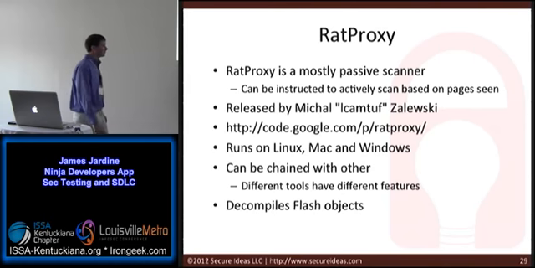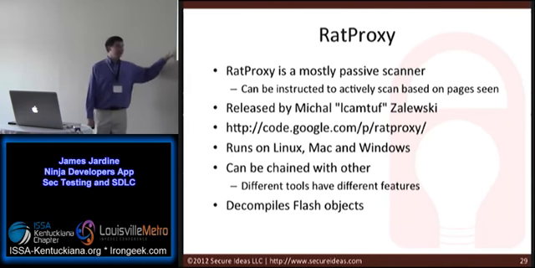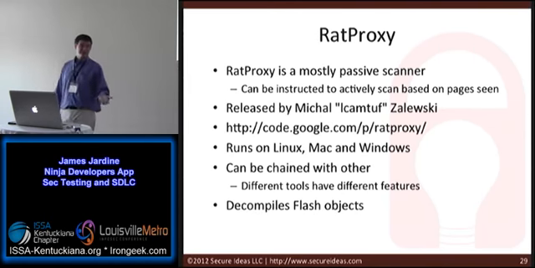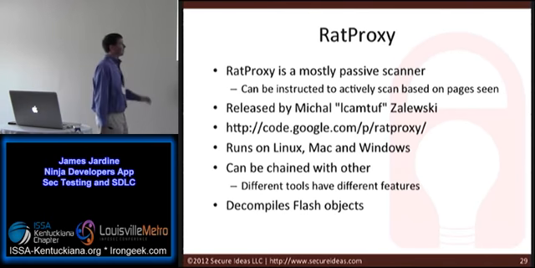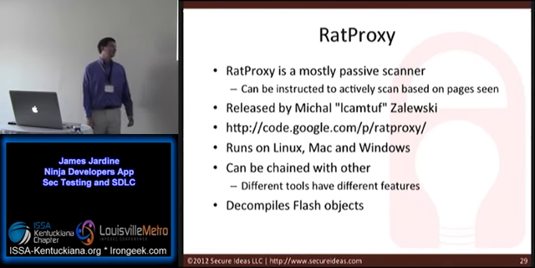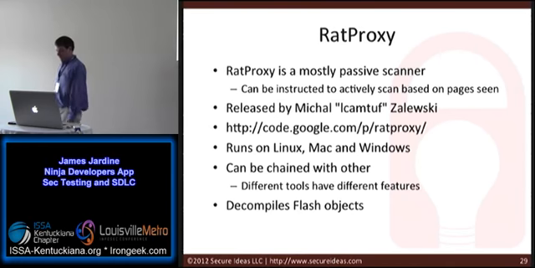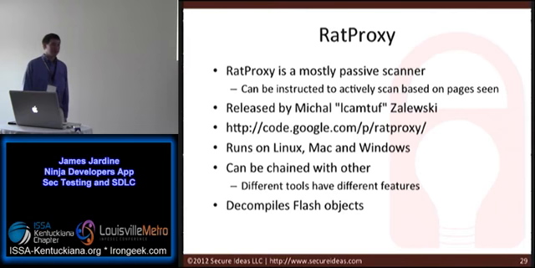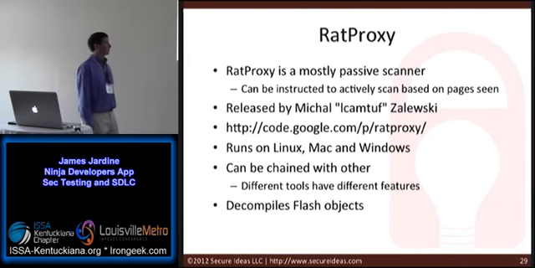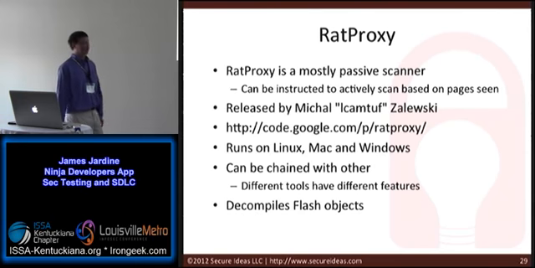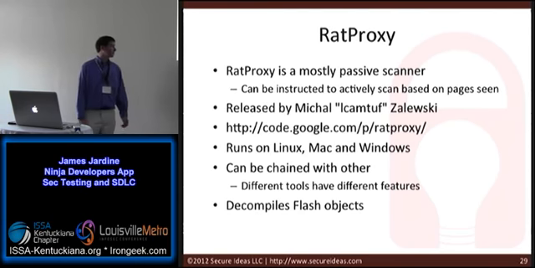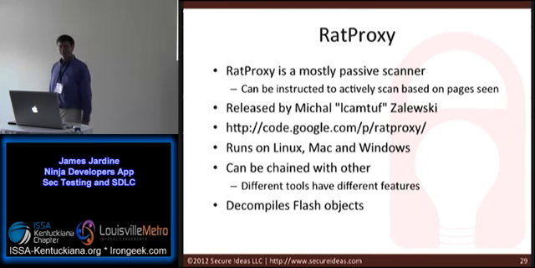We can chain it with different tools, so we can run through other proxies. But be careful if we're running through other proxies, so we don't manipulate the data before it gets into RatProxy, because it wants the clean data. It does run on Linux, Mac, and Windows. Windows requires Cygwin. We have a post out on the Secure Ideas blog that goes through installing Cygwin and RatProxy onto a Windows machine if you're interested. And it also decomposes Flash objects, which is pretty good.